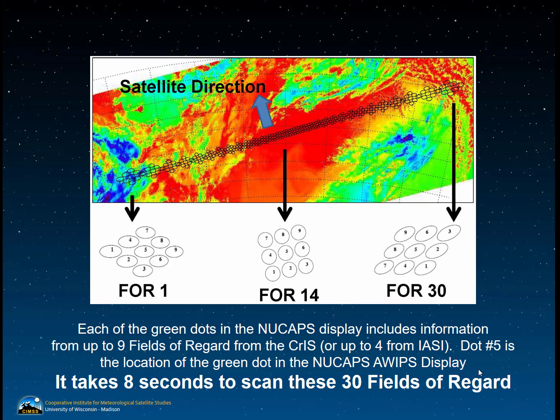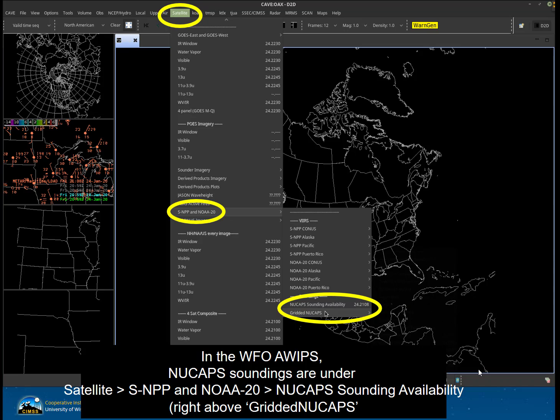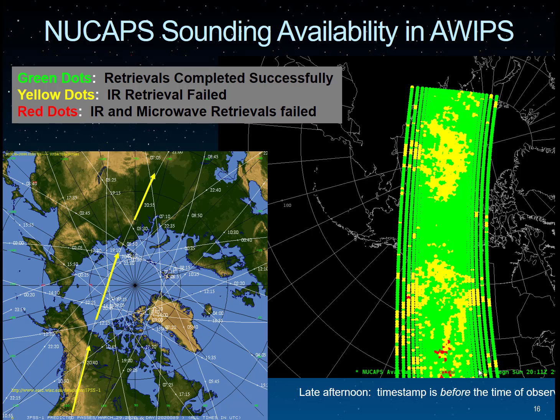Each collection of 9 fields of regard shows up as a single dot in the NUCAPS sounding availability plot, where that dot is the center of the 9 fields of regard. If you click on NUCAPS sounding availability, you'll see something that looks like this, where we have a swath of points. The green points are where the retrievals, both infrared and microwave, have completed successfully. The yellow dots show where the infrared retrieval failed, and the red dots show where the infrared and microwave retrievals have failed.